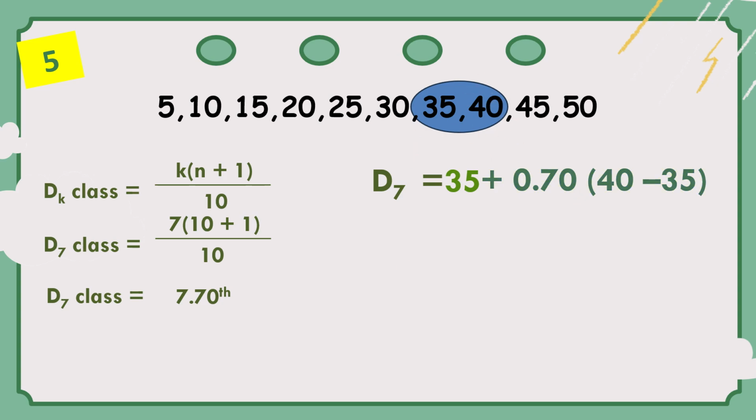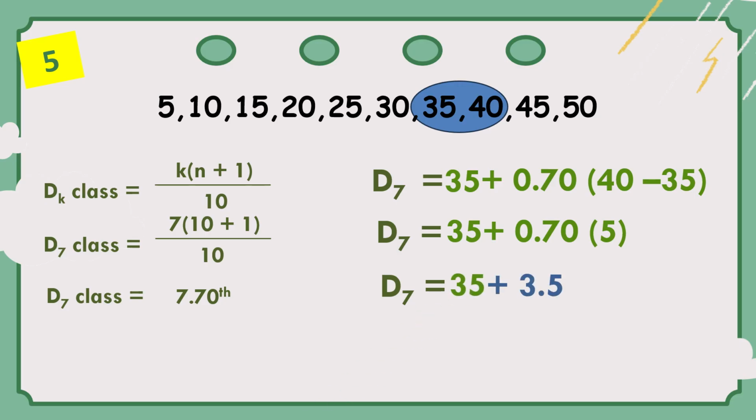So let us continue to solve for the decile 7. So copy 35 and then 0.70. 40 minus 35, that is 5. So decile 7, always copy the first, that is 35, and then 0.70 times 5, the answer is 3.5. If we add 35 plus 3.5, the answer is equal to 38.50.